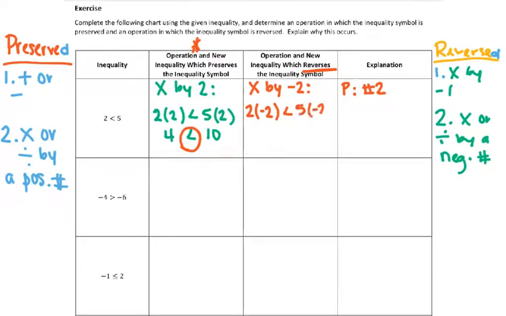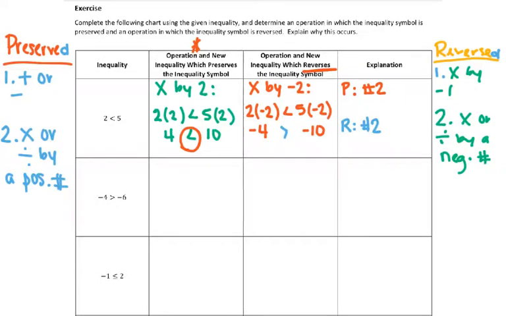5 times -2. Okay, remember a negative times a positive is a negative. So 2 times -2 is -4. And 5 times -2 is -10. So now I have to ask myself, I should be able to reverse this. And I can confidently make a true statement that says that -4 is greater than -10. So for reversed here, I'm going to put number 2 because my second explanation on the right side of my screen is an explanation for reversing that inequality symbol.